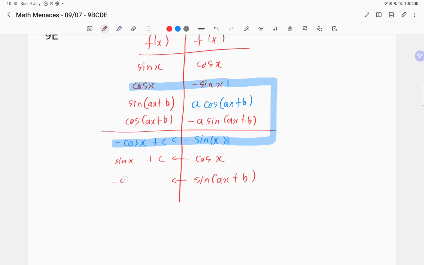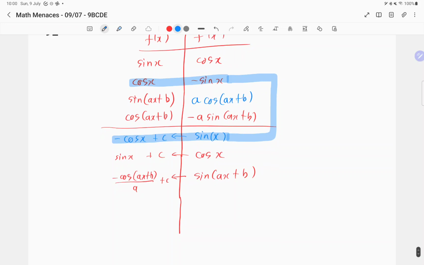Negative cos plus c divided by a. Yeah, that's right. Divided by a, and then you plus c outside of it. Right? Any question? Charlie? I don't think so. Sarah? Yeah. Okay, and the last thing is obviously the antiderivative of cos(ax + b), and that will just give you positive sine(ax + b) over a, and then plus c.